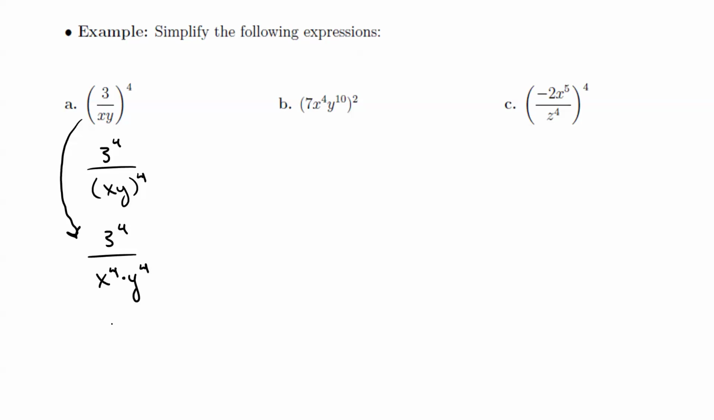All right, 3 to the fourth is 81. And I don't think there's really anything else I can do with my x to the fourth and y to the fourth. So I'm going to leave it just like that.